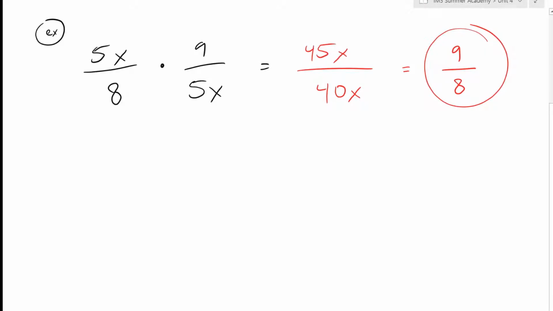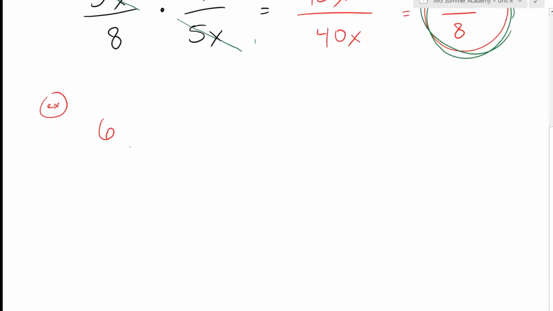In the end, if I see the same chunk on top and bottom, I'm able to cancel them out. So this works for multiplying. I have a 5x and a 5x. Those cancel. And when I multiply all this together, that's a 1 and that's a 1. 9 over 8 is my answer, as I had gotten before. So if we have similar things on top and bottom, we can cancel those out.